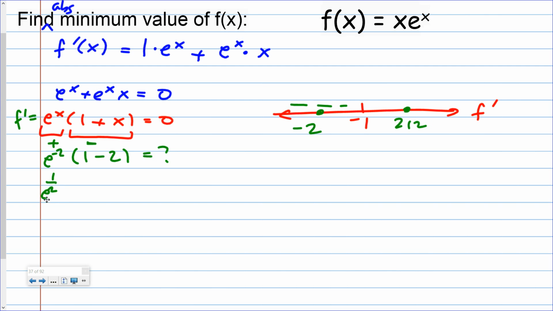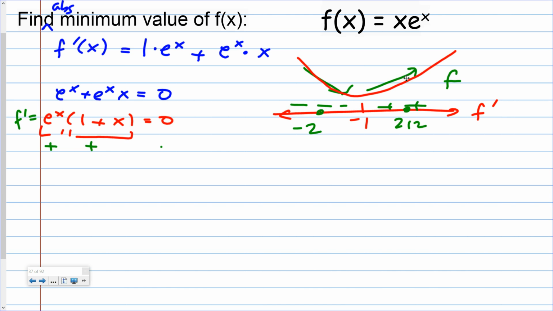What about if I plug in 212? If I plug in 212, is e to the 212 positive? Of course. And what about 1 plus 212? It's positive. So I have positive, positive. So what I have is decreasing, increasing, and that's my f. If this is my f prime, this is a picture of what my f looks like. I don't know exactly where it starts and stops, but I do know f looks something like this, okay?